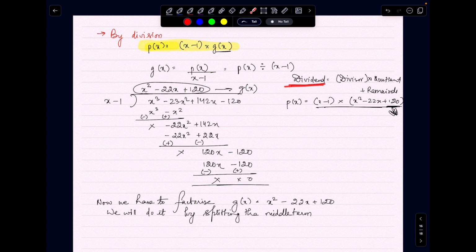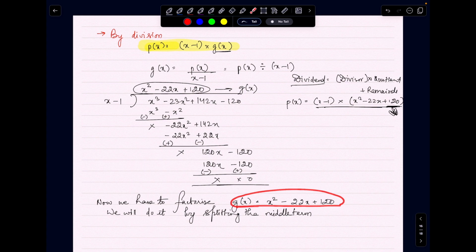We know that dividend equals divisor into quotient plus remainder. Remainder is 0, so dividend equals divisor into quotient. The dividend is p of x, the divisor is x minus 1, and the quotient we got is g of x. So p of x equals x minus 1 into this quotient. Got my point? So we got the value of g of x.